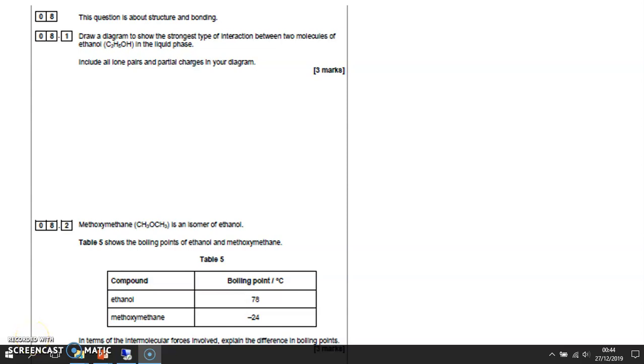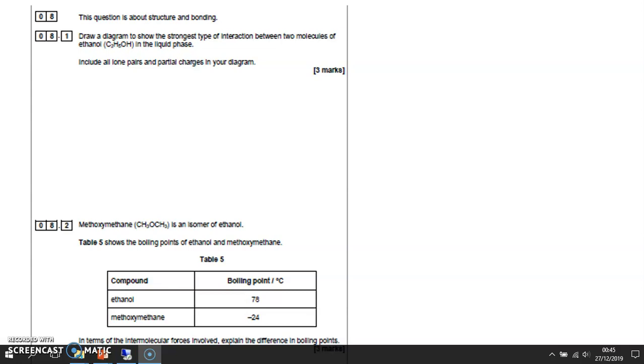This question 8 is about structure and bonding. Draw a diagram to show the strongest type of interaction between two molecules of ethanol. Well, I've got an O to an H, so when I've got an O to an H, or an N to an H, or an F to an H, then the O, the N, and the F are very, very much more electronegative than the hydrogen. So you get large delta plus and delta minuses, large polar bonds within the molecule, and therefore the delta plus and the delta minuses attract each other across between different molecules.